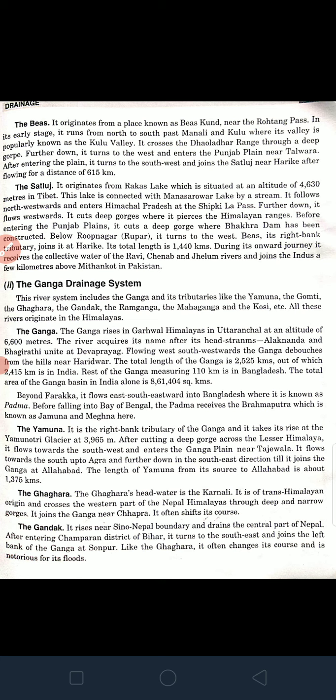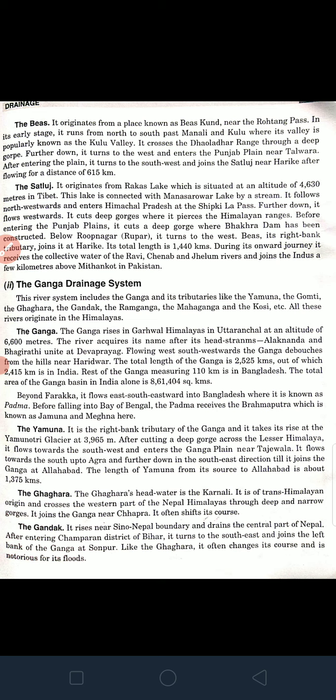Then comes the Beas. It originates from a place known as Beas Kund near the Rohtang Pass. In its early stage, it runs from north to south past Manali and Kullu, where its valley is popularly known as the Kullu Valley. This is an important point, that the Kullu Valley has been formed by the Beas River. It crosses the Dhauladhar range through a deep gorge. Further down, it turns west and enters the Punjab plain near Talwada. After entering this plain, it turns to the southwest and joins the Satluj near Harike after flowing for a distance of 615 kilometers. These are all major rivers of the Punjab plain.